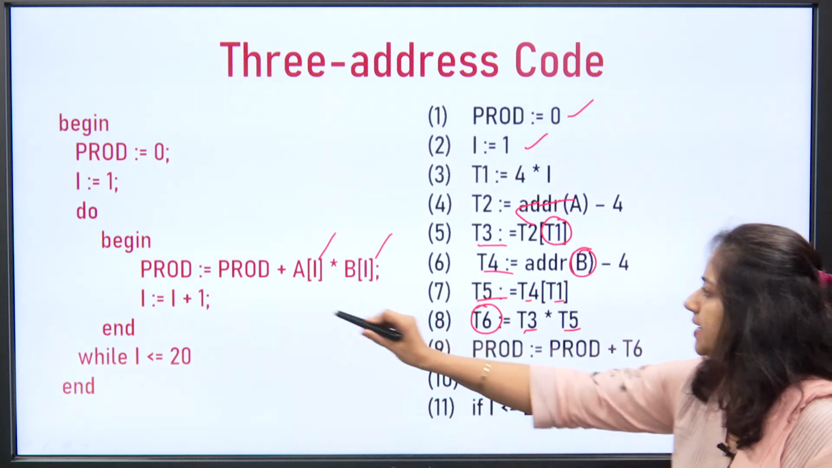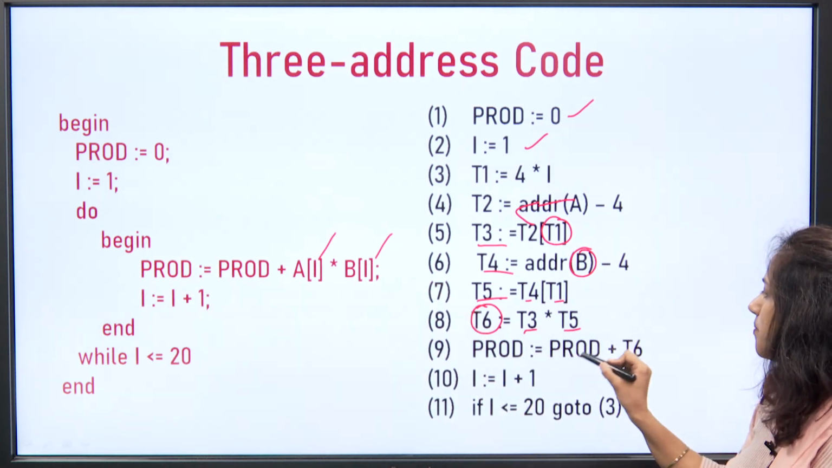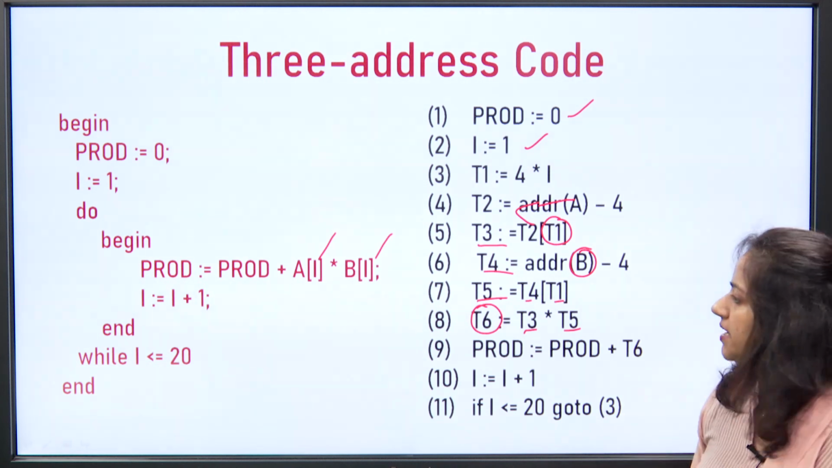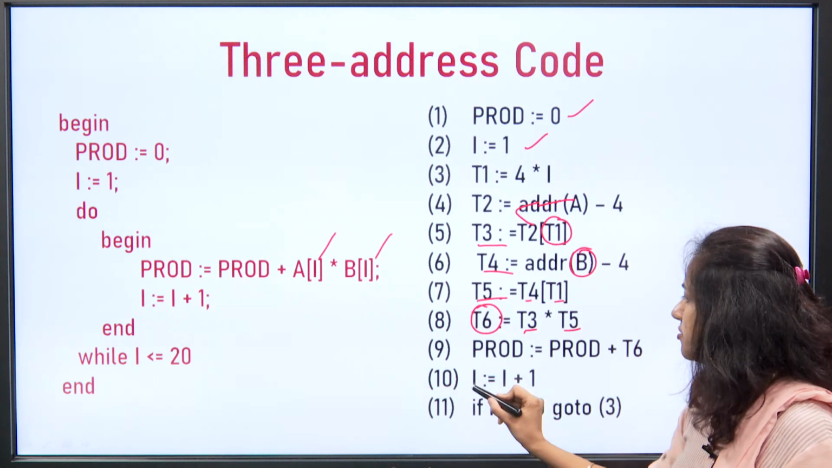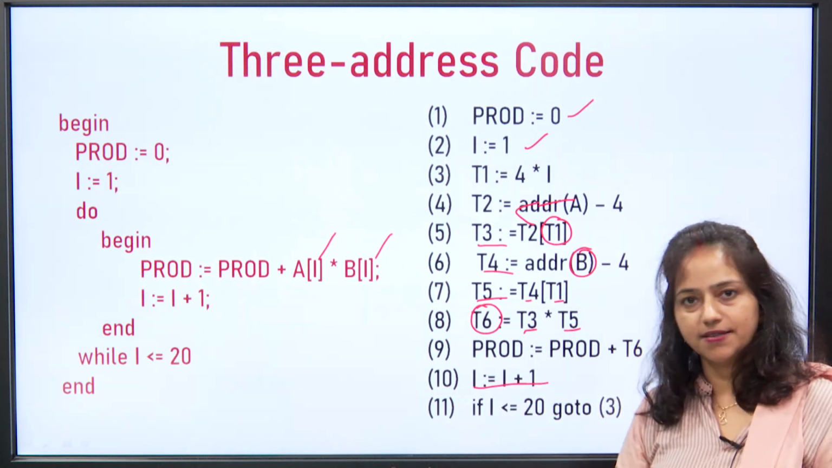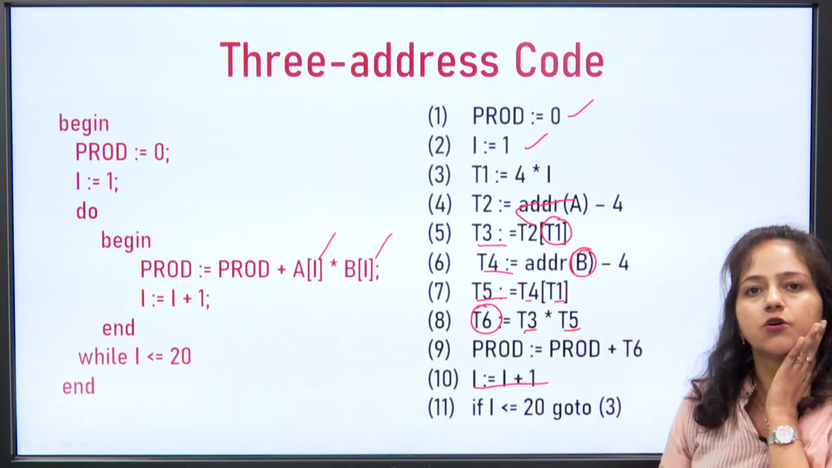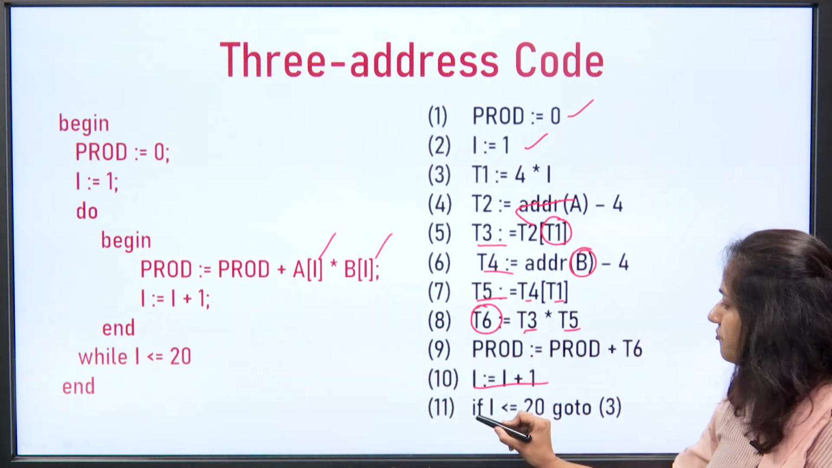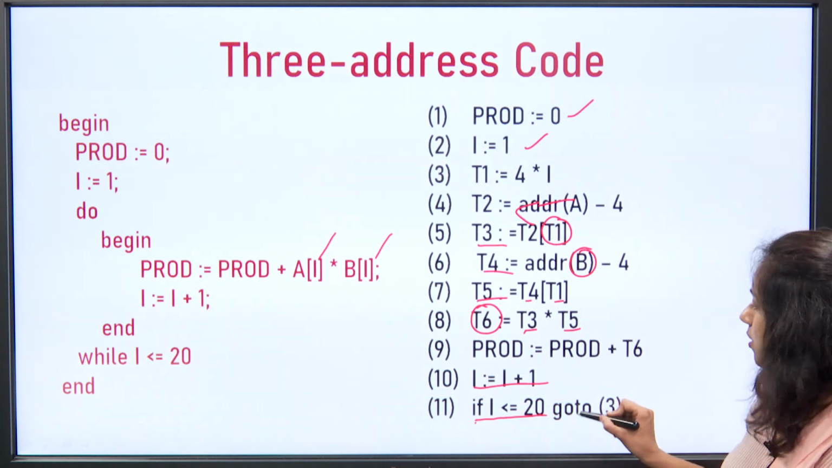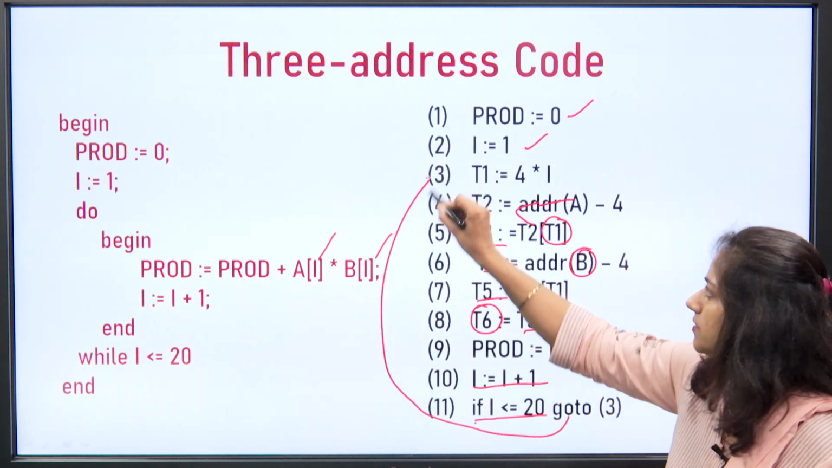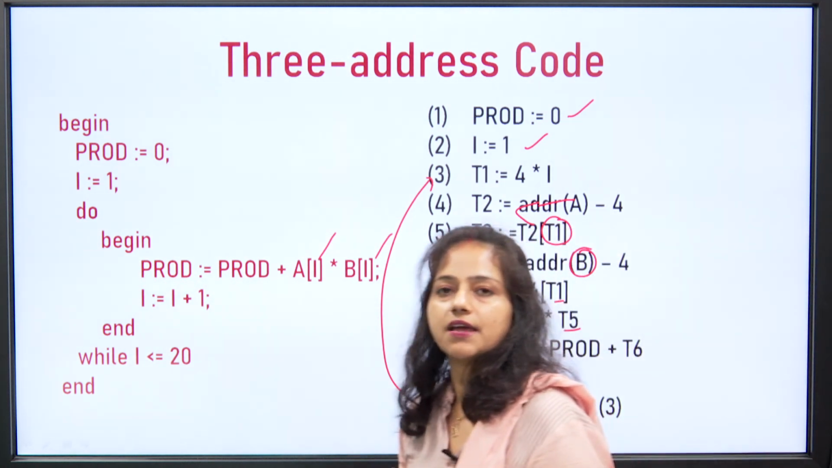Now, product is equal to product plus this value, so product is equal to product plus T6. Now, I can also be updated: I is equal to I plus 1, and then we have while I is less than or equal to 20. So, if I is less than or equal to 20, we will go to step 3. So, this is step 3, right. This is the intermediate code for the given program.